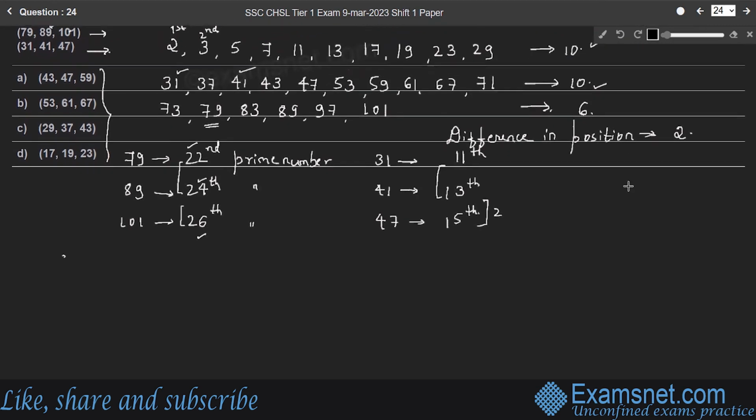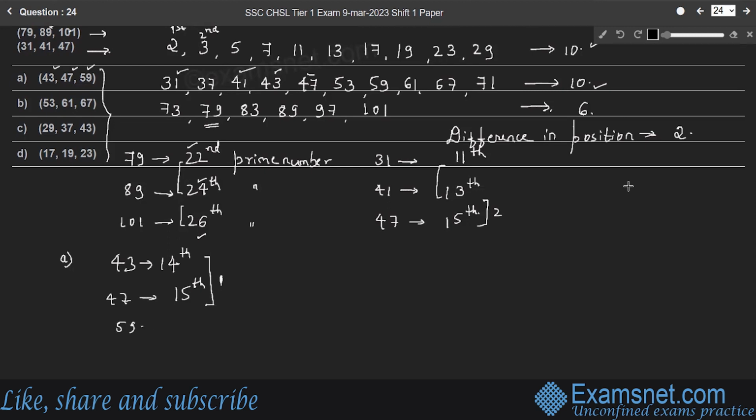Option A. 43, 47, 59. The position of 43 is 14, so 43 is the 14th prime number, whereas 47 is the 15th. The difference between the positions is only 1. Therefore, option A does not follow the same logic.